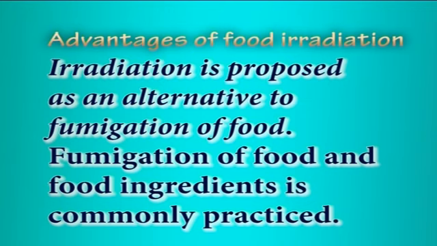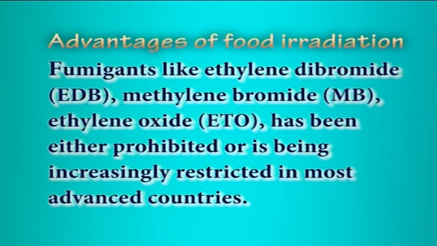Irradiation is proposed as an alternative to fumigation of food. Fumigation of food and food ingredients is commonly practiced. Fumigants like ethylene dibromide (EDB), methylene bromide (MB), and ethylene oxide (ETO) have been either prohibited or are being increasingly restricted in most advanced countries. Their residues are considered to be deleterious to health, or have environmental or occupational safety concerns. Irradiation has been demonstrated as an effective alternative to the fumigants mentioned above.